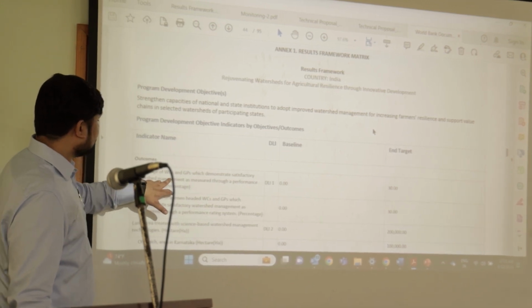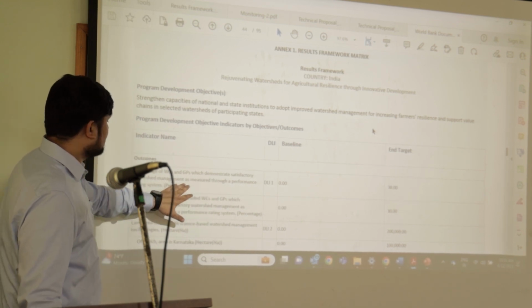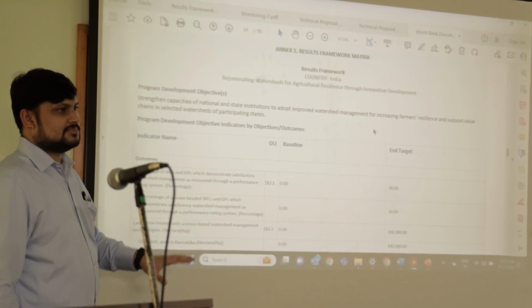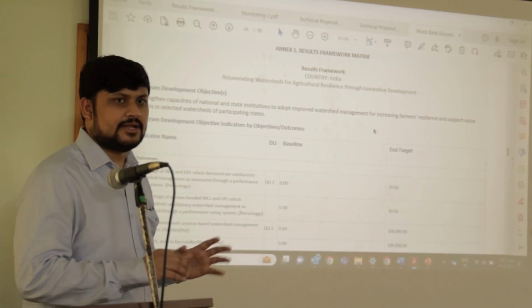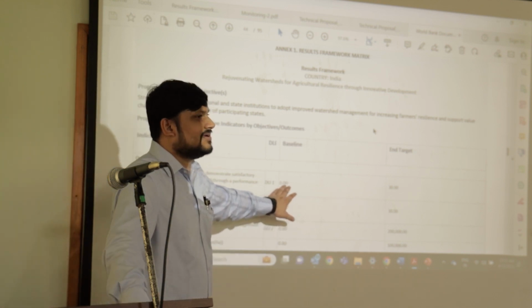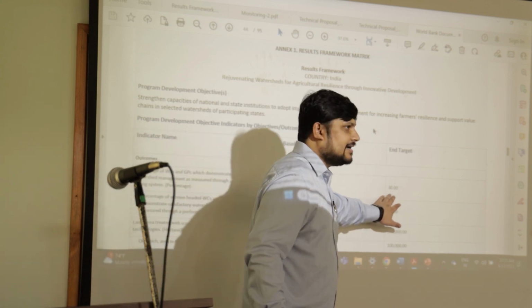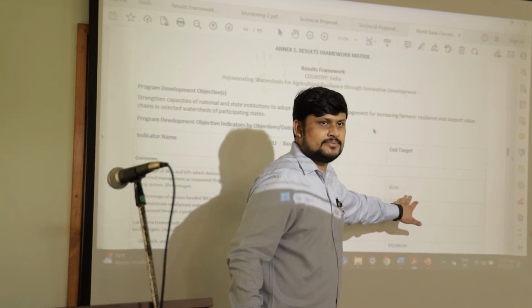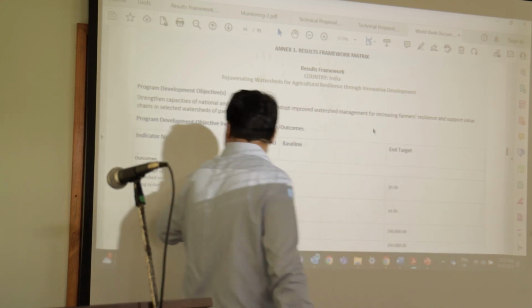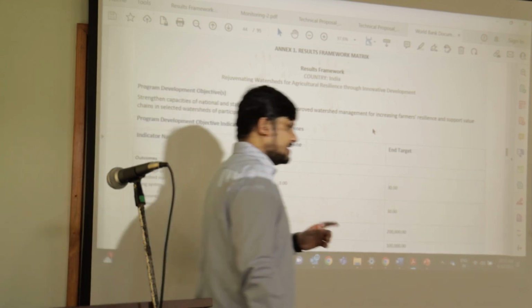Percentage of watershed committees and GPs which demonstrate satisfactory watershed management as measured through a performance rating system. This is some indicator. They know for sure the baseline value for this is 0. They have pegged an endline target at 30%. So that's the target, right? They have very clearly mentioned that this is an outcome level indicator. It is not an impact level indicator.